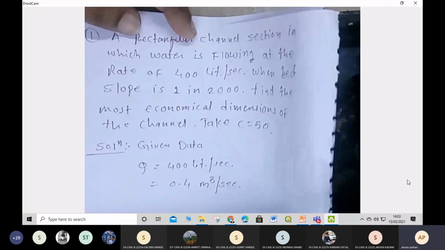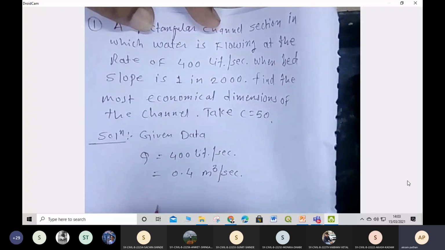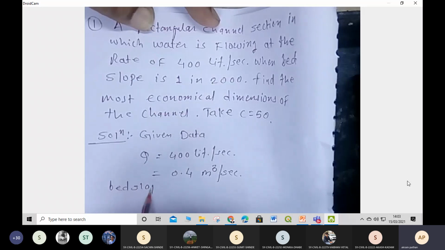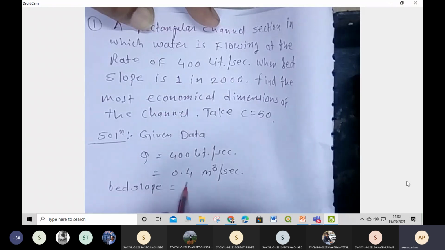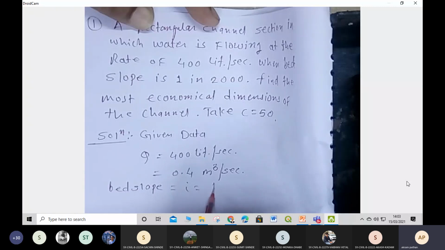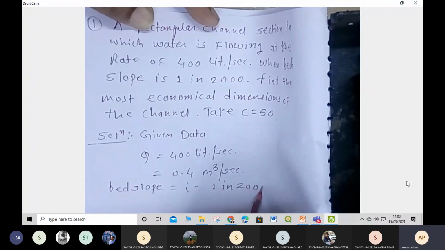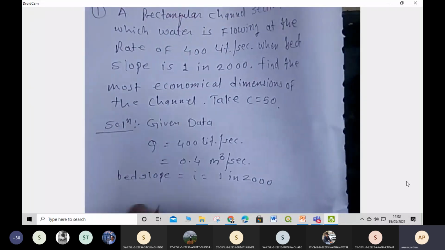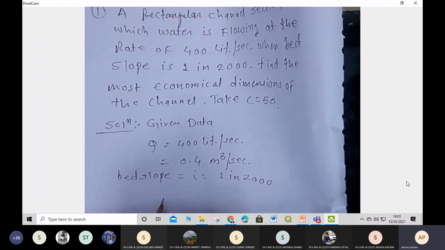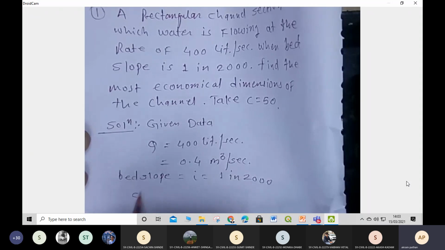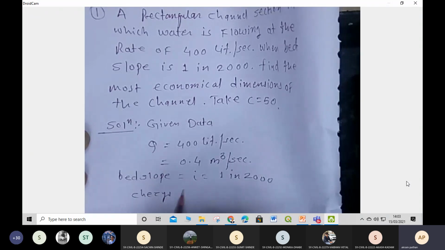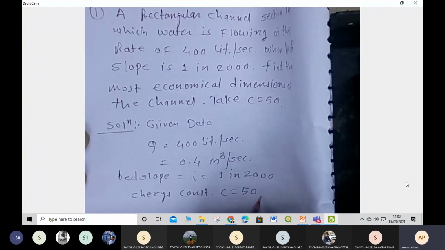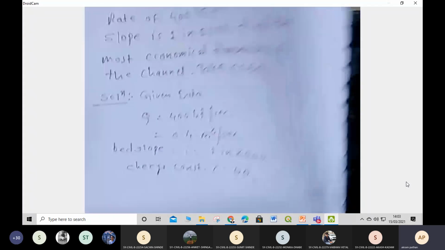What is the next thing which is given in the problem? Bed slope is given, that is I is given. How much is it? 1 in 2000. The bed slope is given as 1 in 2000. Again, the Chezy's constant is given, that is C is equal to 50. Okay, C is equal to 50.